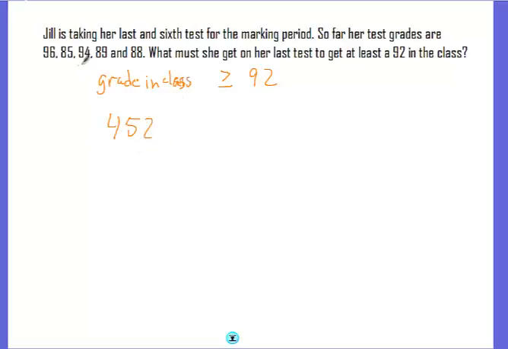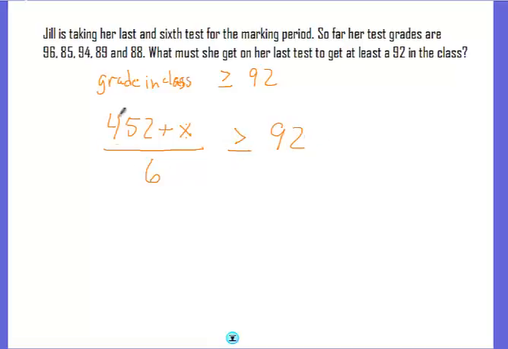The only thing is, she's only taken 5 tests so far. We need to find out what she can get on her last test to get a 92 in the class. Since we don't know what her last test grade is, we can do 452 plus x. All right? Because she has 452 points so far, we don't know what she's going to get on her last test, so you add x. Then you divide that by how many tests there are, which in this case is 6. And that has to be greater than or equal to 92.